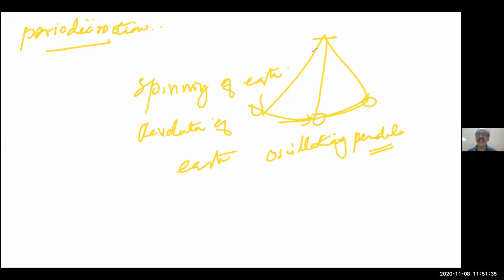Any other example you can put forward? Rotation of a fan. Okay. All these are examples of periodic motion. Any doubt? No, sir. Continue.